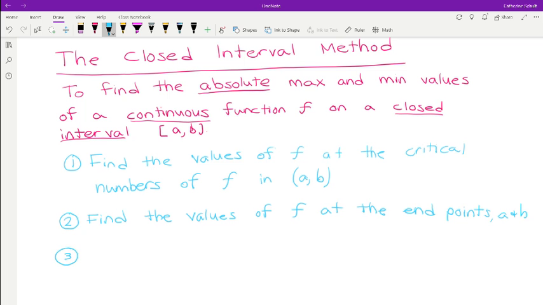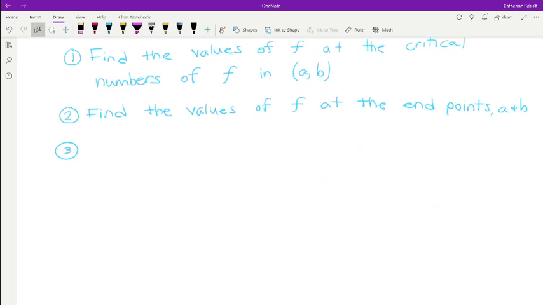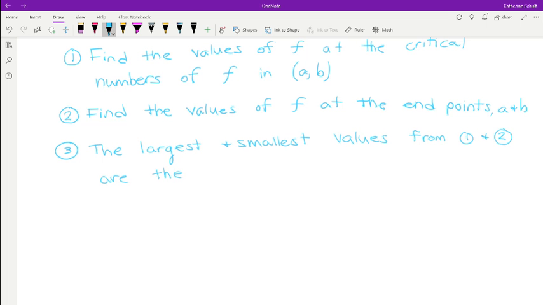All right, and then your third step is you're going to compare all the values. So from 1 and 2, find the biggest value and find the smallest value. So the largest and smallest from 1 and 2 are the absolute min and max. Okay, and there you go. So that's the closed interval method.